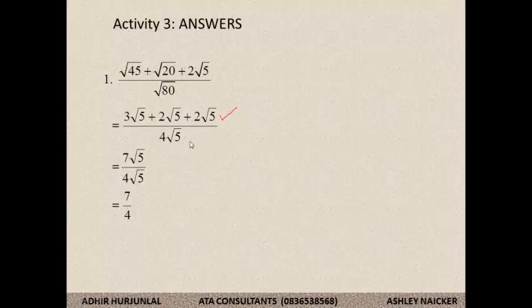Numerator, correct, over 4 root 5. Square root of 80 is the same as 4 root 5. Simplify the numerator, simplify the denominator. Cancels, cancels. You're left with an answer of 7 over 4. Did you get 7 over 4? Very good. Example number 2, guys.